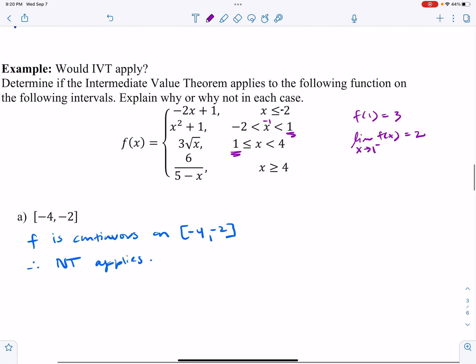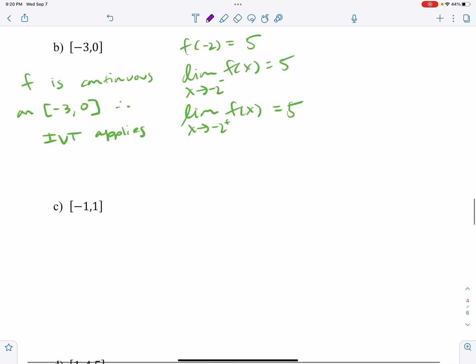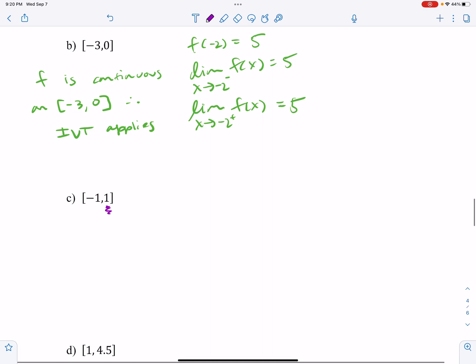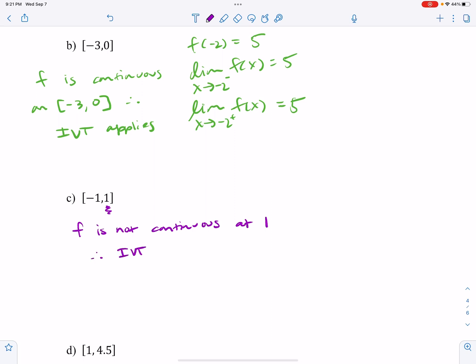Therefore, 1 would not be part of the interval, right? The function would not be continuous at that endpoint, and therefore the intermediate value theorem would not apply. So f is not continuous at 1. Therefore, IVT does not apply.